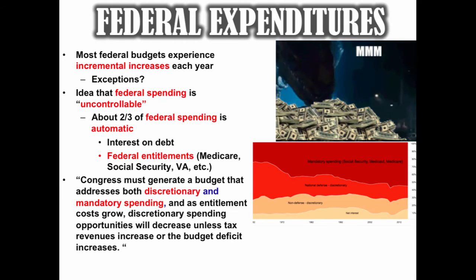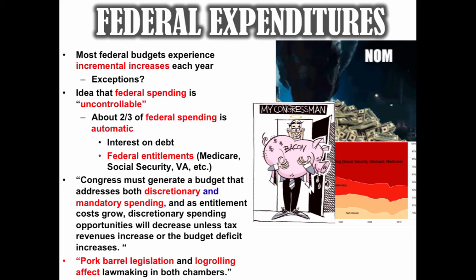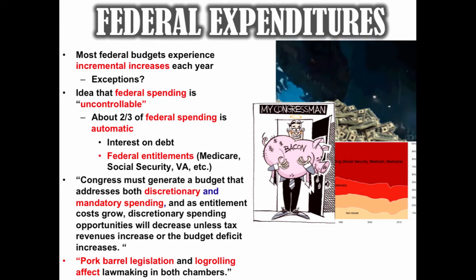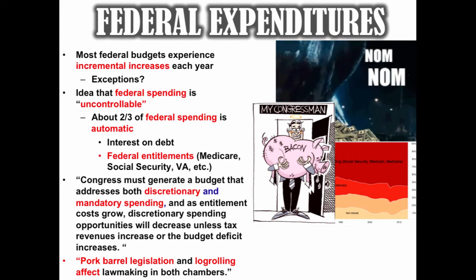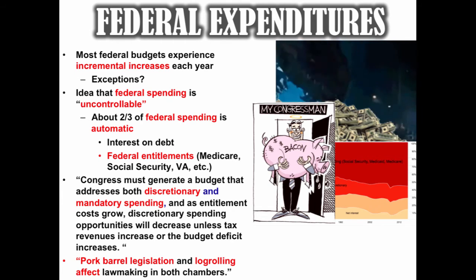Further compounding these challenges is the fact that pork barrel legislation and log rolling affect lawmaking in both chambers. Pork barrel politics is spending which is intended to benefit constituents of a politician in return for their political support. So a congressperson will try to get a project that will bring money or jobs into their district. They're bringing home the bacon, and in exchange, they'll oftentimes support another lawmaker's bill. And so very often you will see members of Congress slipping funding for a local project, something that will benefit their district, into a larger appropriations bill, bringing home the bacon to the people.